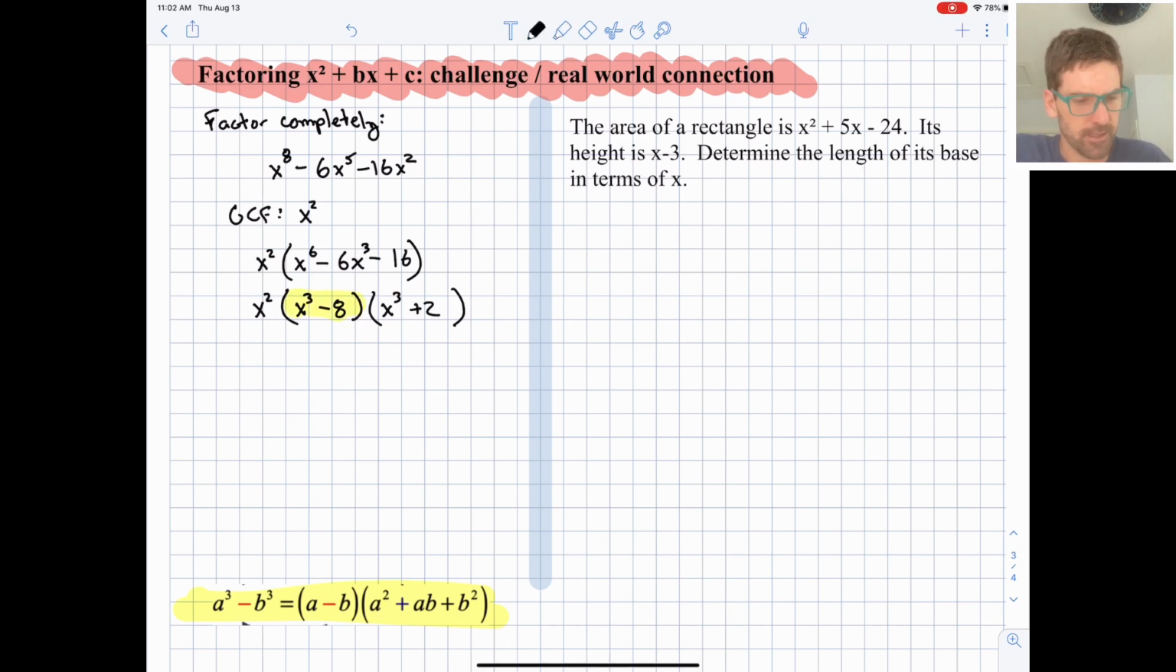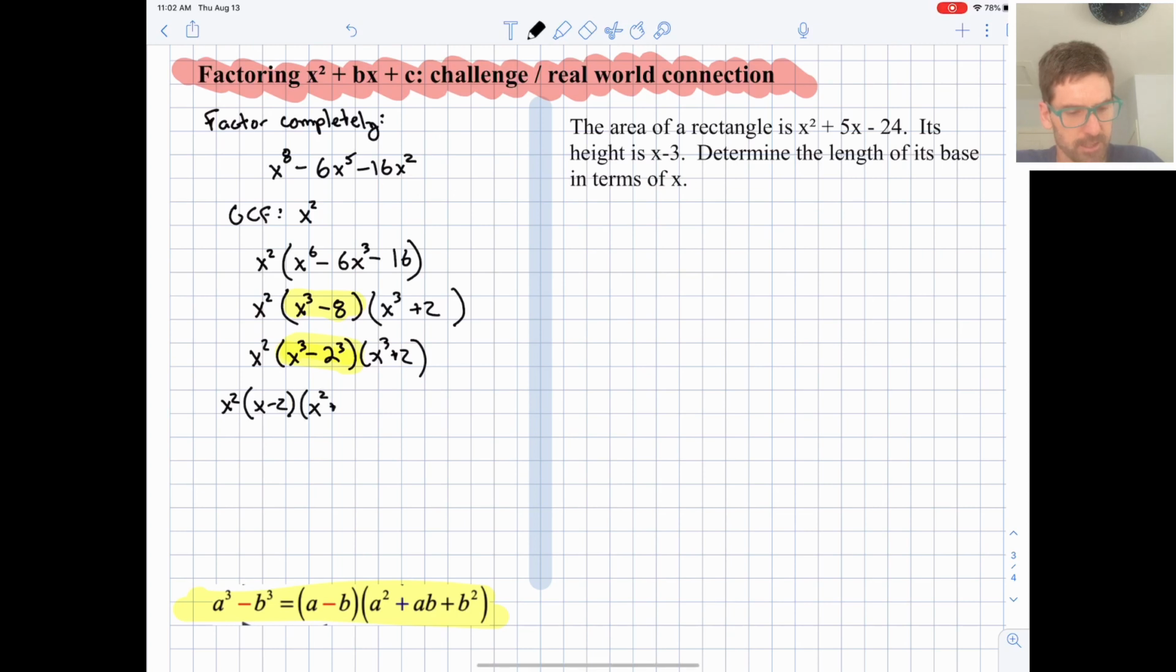And let me rewrite our statement. This is x cubed minus 2 cubed times x cubed plus 2. I hope you can see how that is a difference of two cubes right now. So let's rewrite what we have. We have an x squared, and then we're just going to follow the process down below. This is x minus 2 times x squared plus 2x plus 4. And that's going to then continue to be multiplied by the x cubed plus 2.